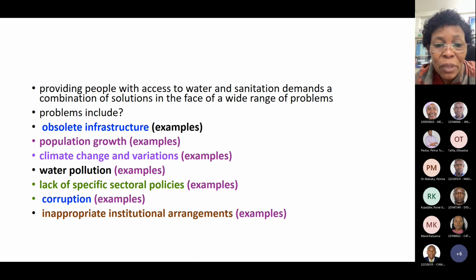Inappropriate institutional arrangements. At times, more than one ministry deals with one issue, and it becomes a problem. We keep stepping on each other's toes, and finally nothing gets done properly. So that is also one of the challenges with regards to access to water and good sanitation. Next, please.